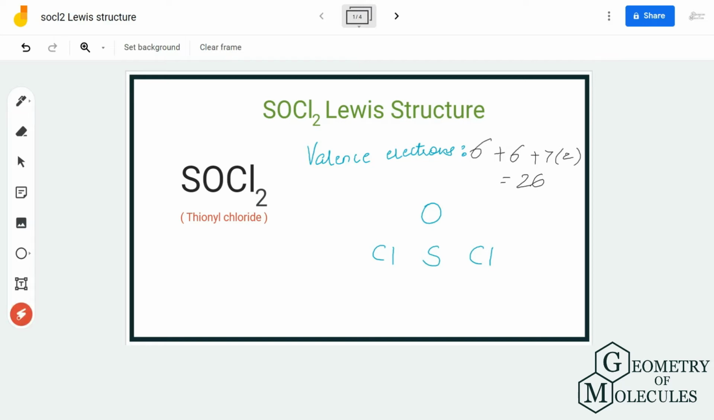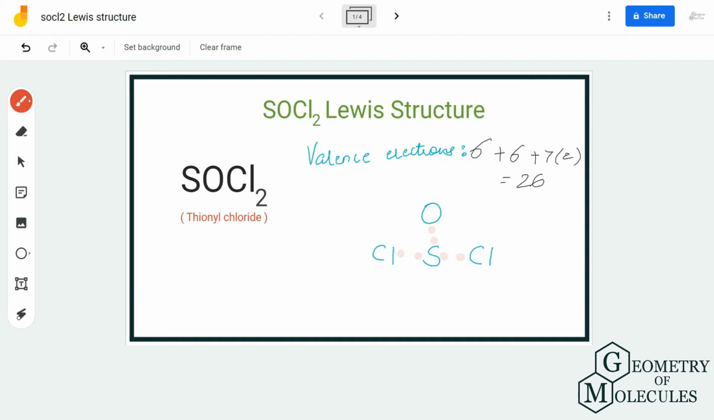Now that we know the number of electrons, let's place the atoms and their electrons. Sulfur will take the central position because it is less electronegative than both oxygen and chlorine atoms. So place sulfur in the center, chlorine atoms on opposite sides of it, and the oxygen atom above the sulfur atom. Once you have done that, show the bonds between the atoms by placing pairs of electrons. We place 3 pairs of electrons, which means we are forming 3 single bonds and using up 6 valence electrons out of 26.